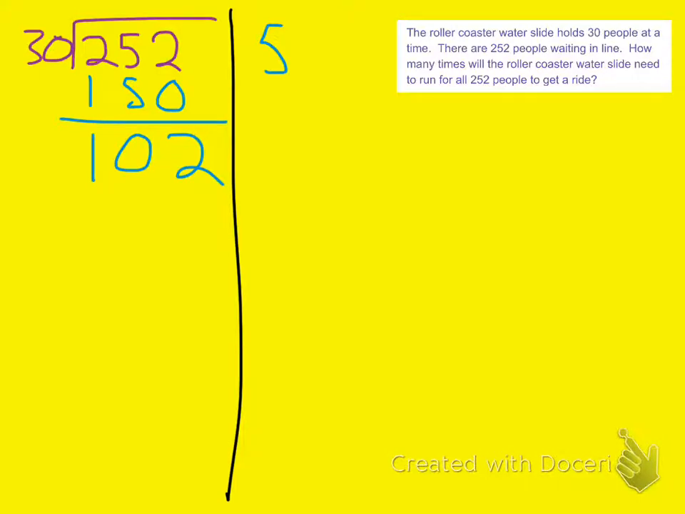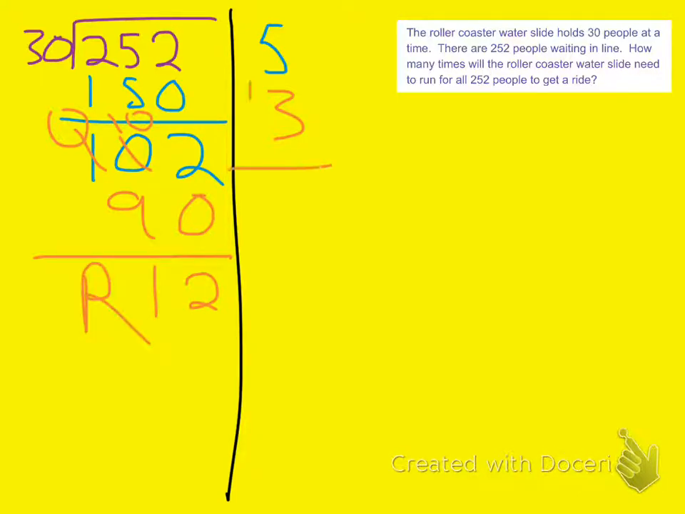I'm left with 102. I know that 30 can go into 102 3 times. 3 times 30 is 90. If I subtract that, then I'm left with 12. So right now my remainder is 12. If I go over here and I add, I have 8 as my whole, remainder 12. Now if we look at our question, it says, how many times will the roller coaster water slide need to run for all 252 people to get a ride?